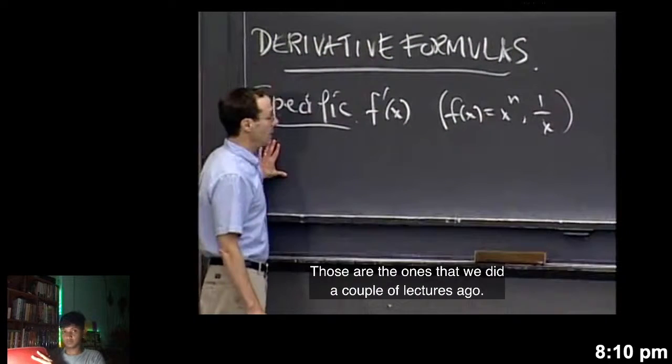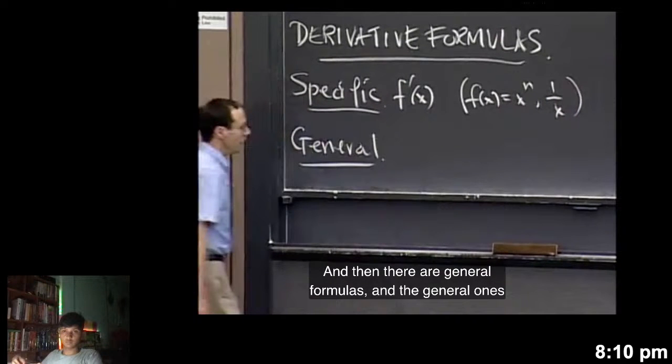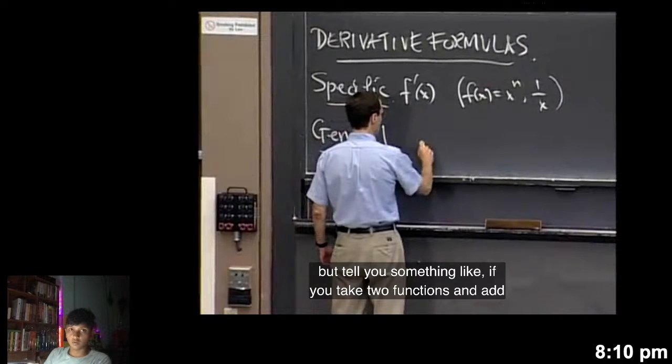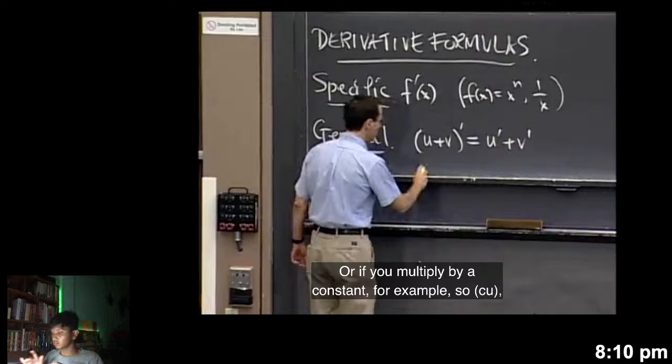And then there are general formulas. And the general ones don't actually give you a formula for a specific function, but tell you something like, if you take two functions and add them together, their derivative is the sum of the derivatives. Or if you multiply by a constant, for example. So c times u, the derivative of that is c times u prime, where c is constant.